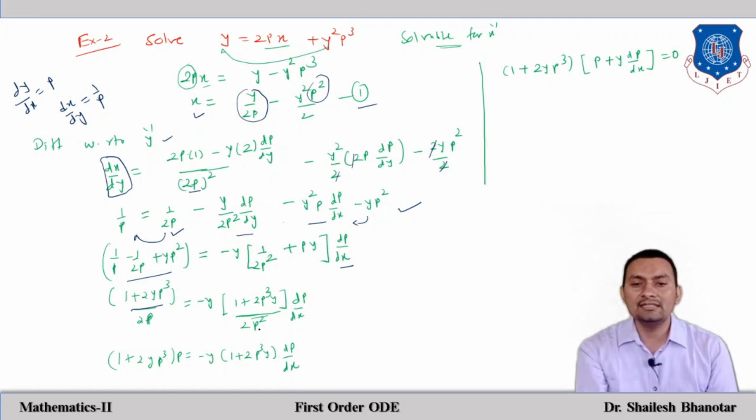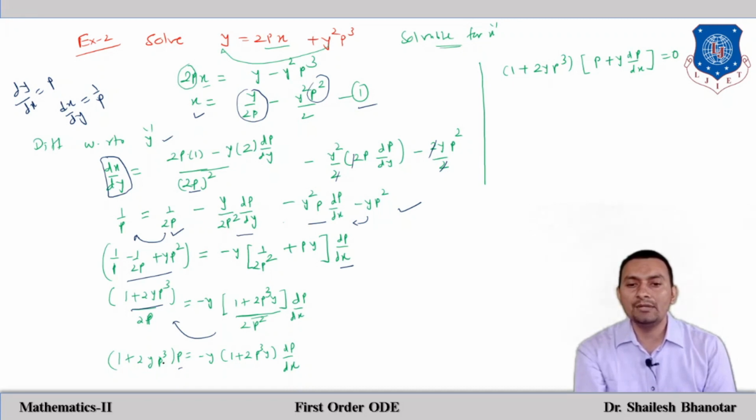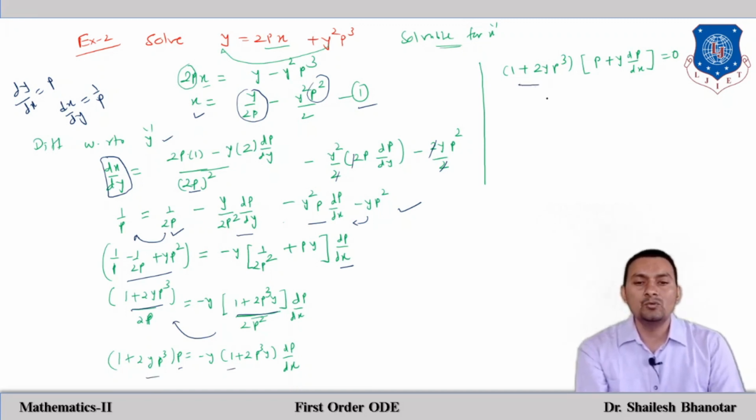So here you can see that the 2p will be cancelled out, but 1p will be there. So just take it on the left hand side, so we will have p times 1 plus 2y p raised to cube equal to minus y times 1 plus 2 p cube y dp by dx. Now from these two terms what can we take common? 1 plus 2y p cube is common. So we will have p, and if I take it on the left hand side, it will be plus y dp by dx is equal to 0.